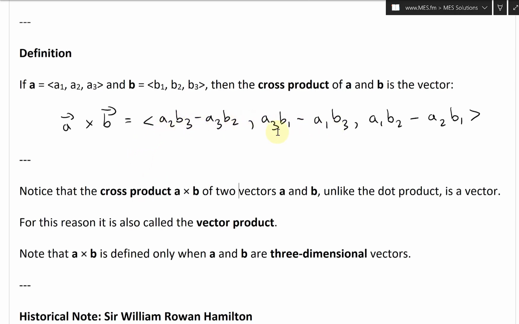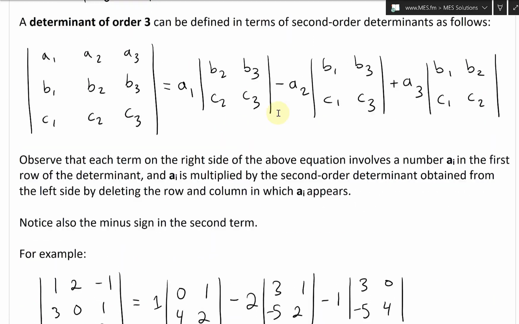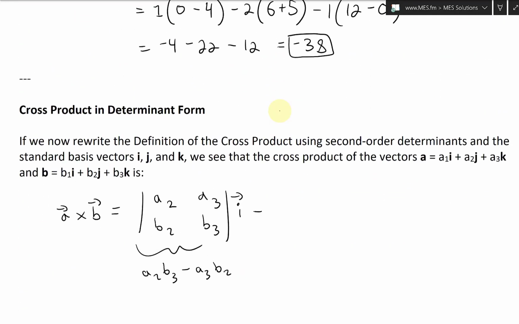Then this one's going to be the j. This one's going to be a minus. Yes, this is the same thing as writing minus a1 b3 minus a3 b1, and so on. Exactly like the determinant definition for order 3. There's a minus there, so let's just keep writing it out. So this is going to be minus.